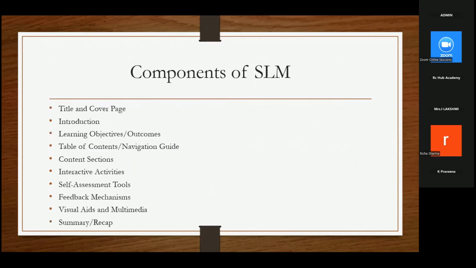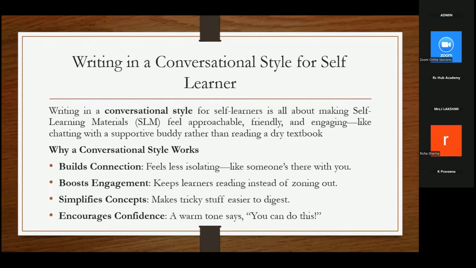And what are the components needed? So what are the components of self-learning material? Title and cover page, introduction, learning objectives, table of contents and content section, interactive activities, self-assessment, feedback mechanism, visual aids and multimedia, summary and recap. A summary and recap is always needed at the end of the chapter in order to make it very strong self-learning material.